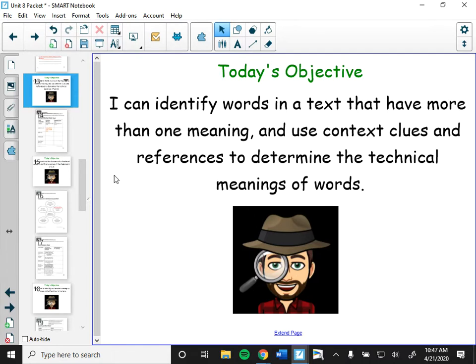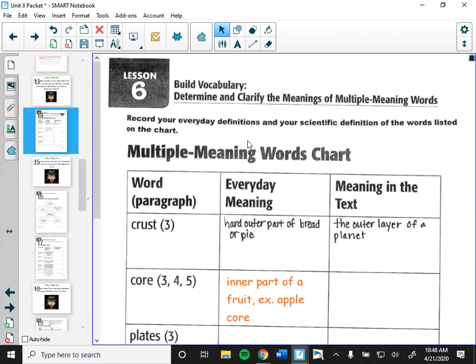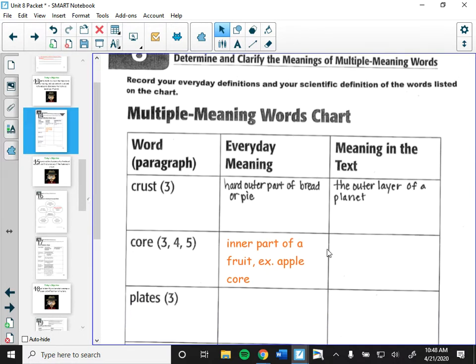Today's objective is: I can identify words in text that have more than one meaning, and then use context clues and references to determine the technical meanings of those words that we're going to be looking at. Today, we are going to build vocabulary. We're recording our everyday definition as well as our scientific definition of the words listed on the chart. I'm going to go through an example here.